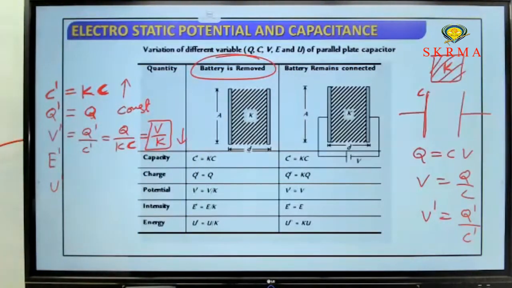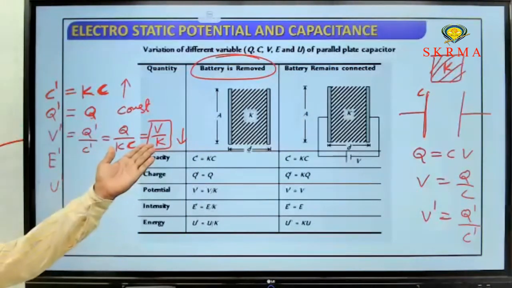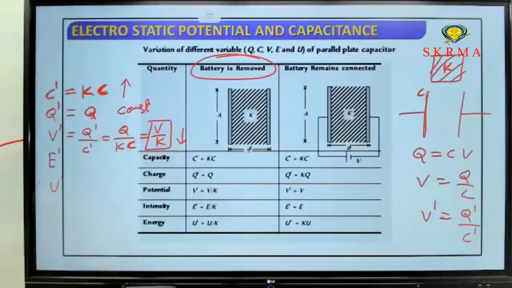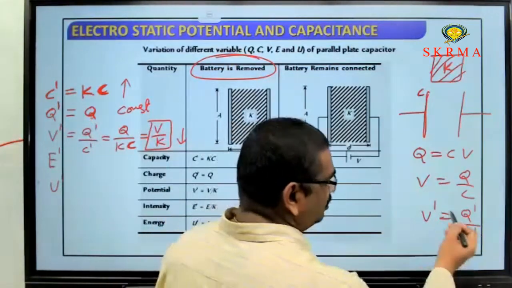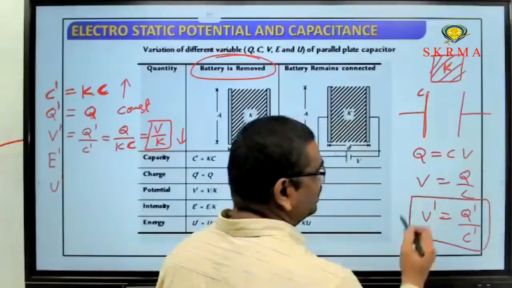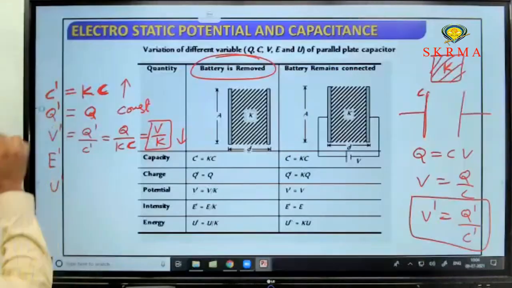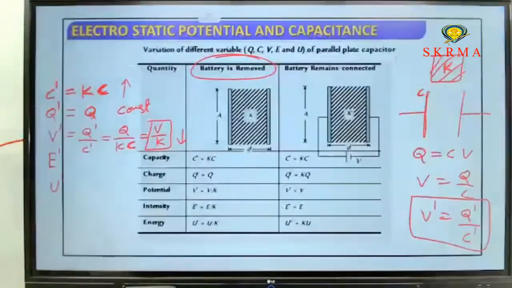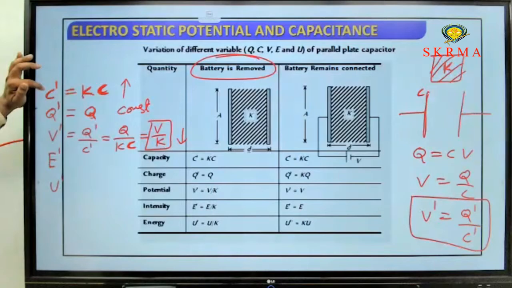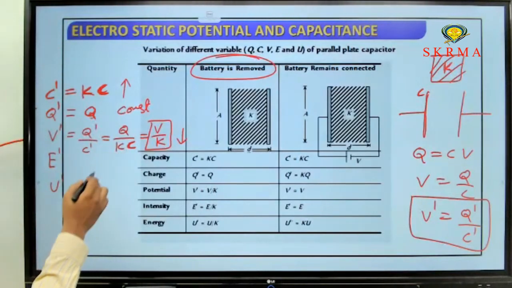Potential decreases, since K is in the denominator. So potential is going to decrease. How did you get this? V dash = Q dash by C dash. What is the value of Q dash? Q dash equals Q only. What is the value of C dash? K into C. Substitute those two: Q by K into C, that equals V by K.